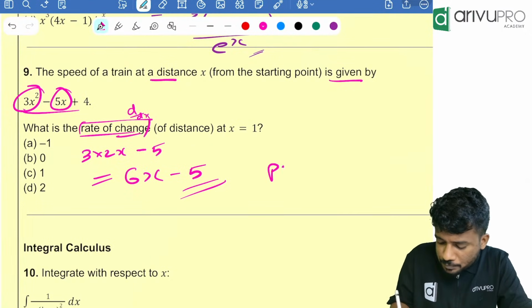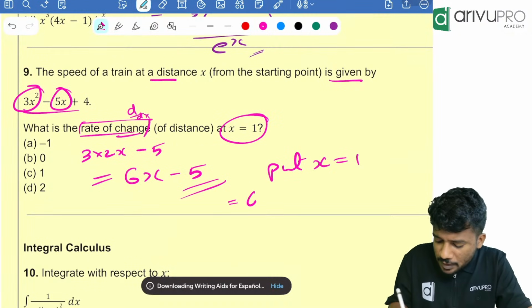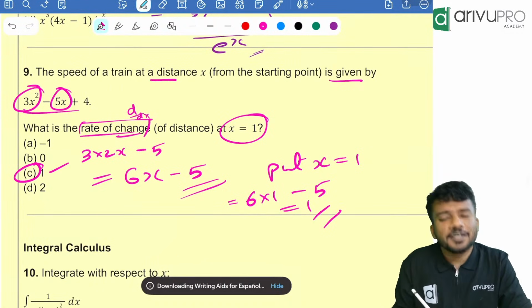People, they are asking for x at 1. Put x is equal to 1. That means 6 into 1 minus 5, that is equal to 1. Option C is your answer.